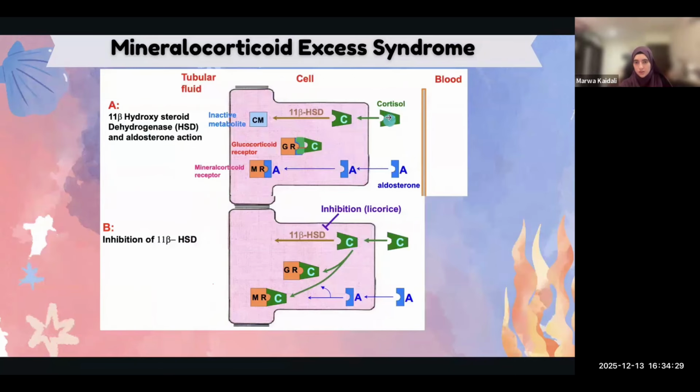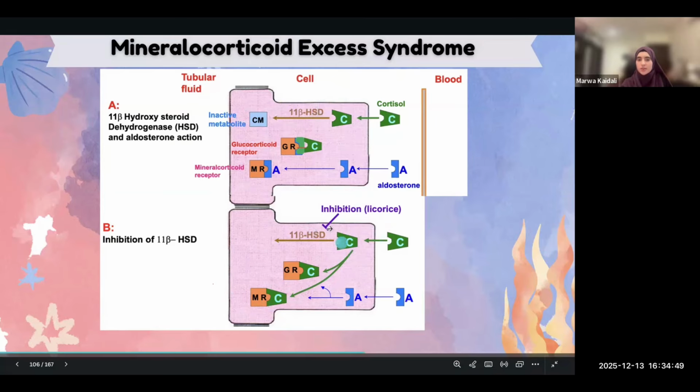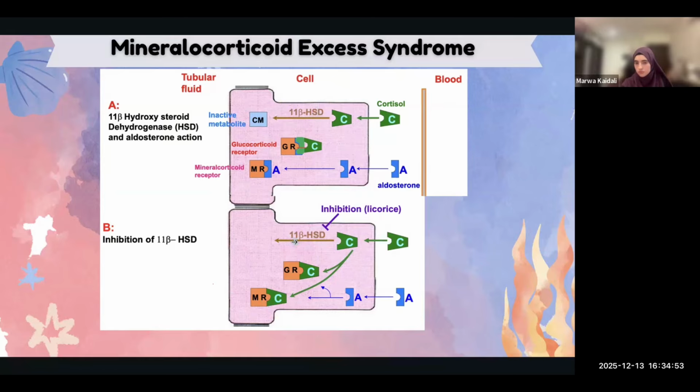The excess cortisol, it always is, sorry. So we have excess cortisol in our bodies, right? Now this enzyme is going to take that excess cortisol and convert it into an inactive metabolite. But when we do not have this enzyme, the excess cortisol is going to stay and bind to the mineralocorticoid receptor. So the cause of this disease is a deficient enzyme, 11 beta HSD.